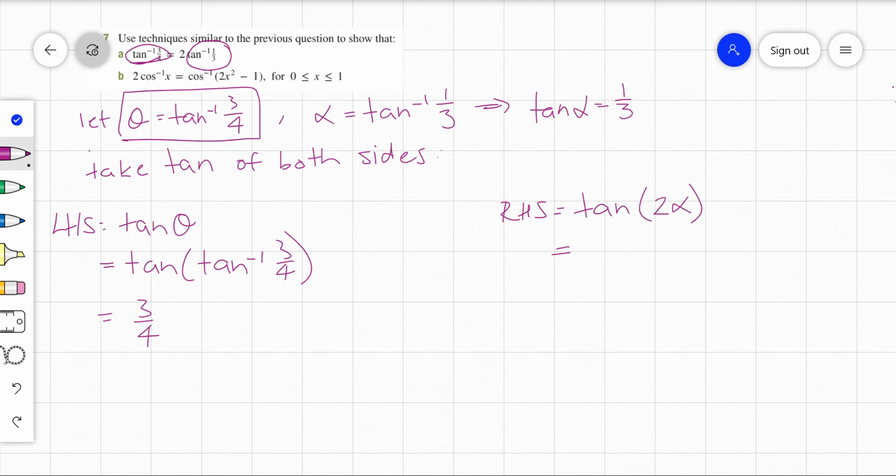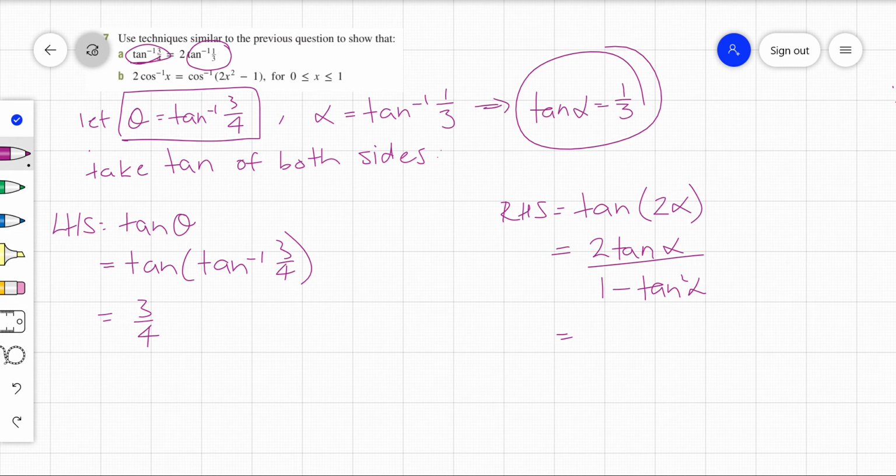Now the right-hand side has a double angle in it. So using the identity for the double angle, tan 2 alpha is the same as 2 tan alpha on 1 minus tan squared alpha. All right, so now we've got it in terms of single angles. And remember, our tan alpha is a third. So we've got 2 lots of a third divided by 1 minus a third squared, which is a ninth. So we can see that's 2/3.